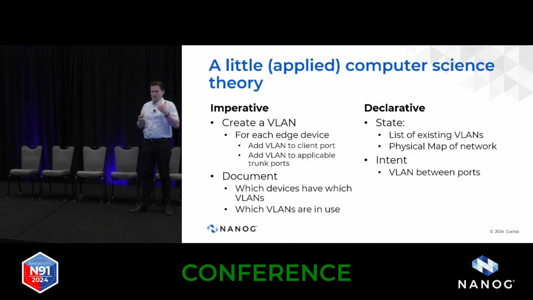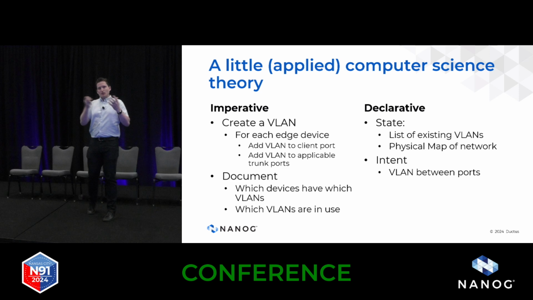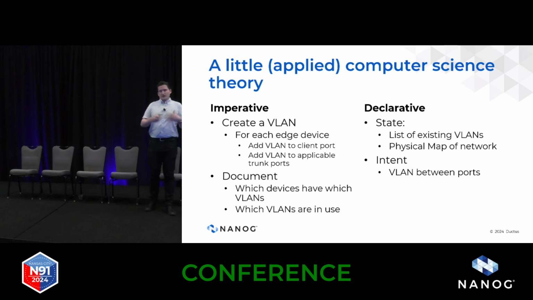Well, let's take a look at our computer science theory again. In an imperative system, what do we do? Well, maybe we'll write some scripts to create our VLAN, and the scripts will say, okay, for each of the edge devices, we add the VLAN to the client port, we add the VLAN to the applicable trunk ports. Which trunk ports do we want to add it to? Well, we're going to have to supply that as a parameter to the script.